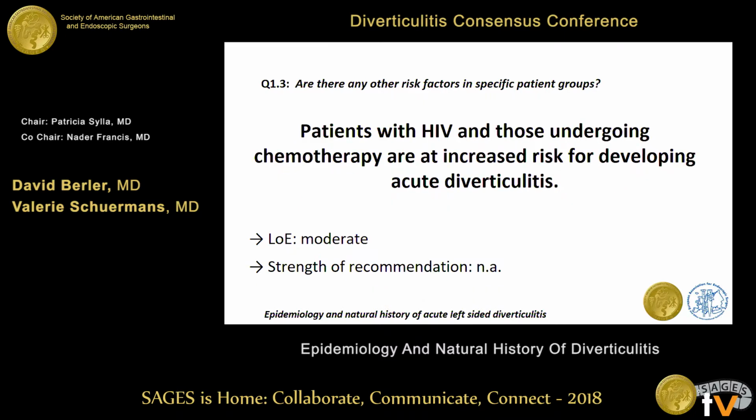And then patients with HIV and those undergoing chemotherapy are at increased risk for developing diverticulitis. This is related to immunosuppression, which has already been known to be a risk factor for diverticulitis. But as the life expectancy of patients with HIV is increasing, they're also now more at risk of developing diverticulosis and diverticulitis. And chemotherapy patients are also at risk of acute diverticulitis.